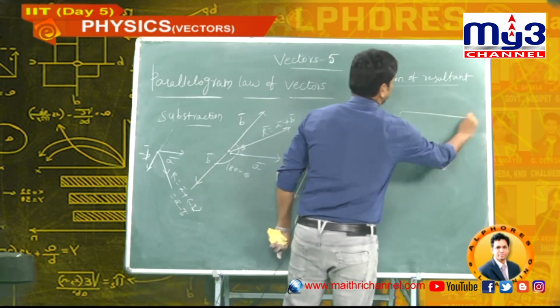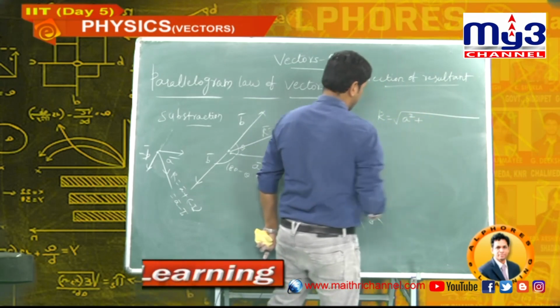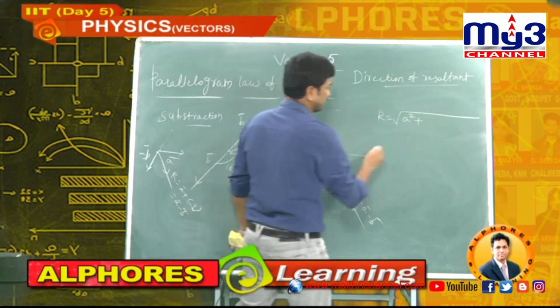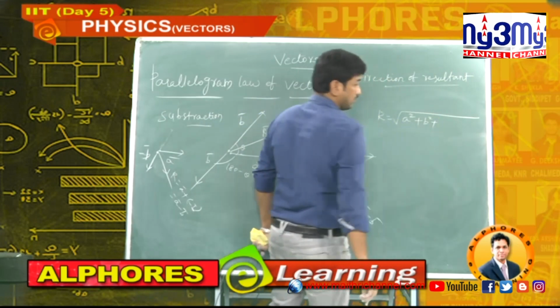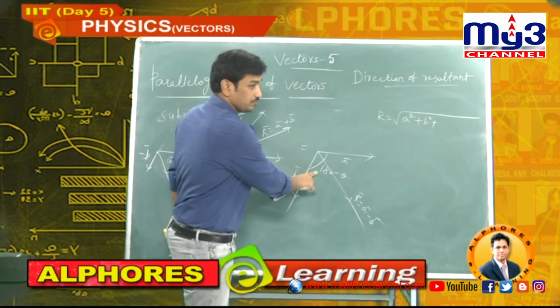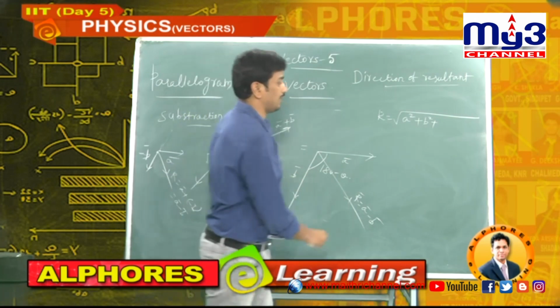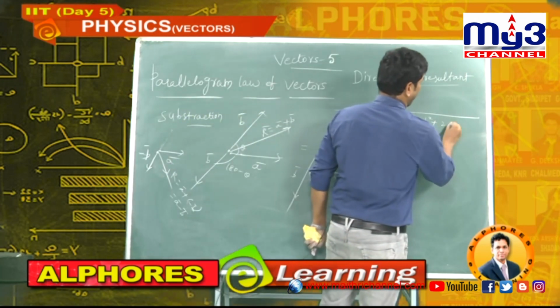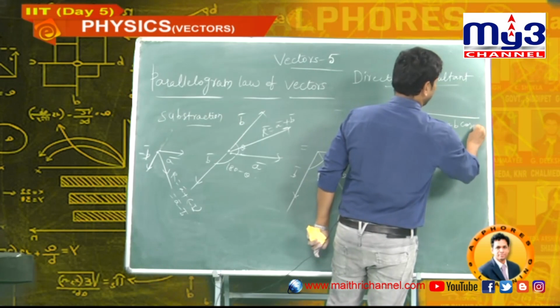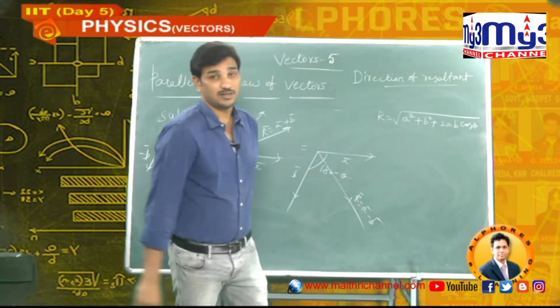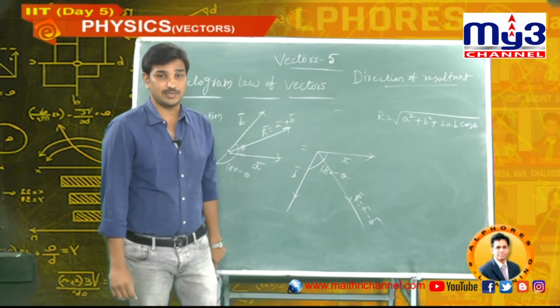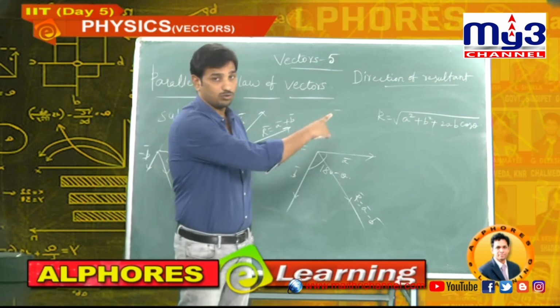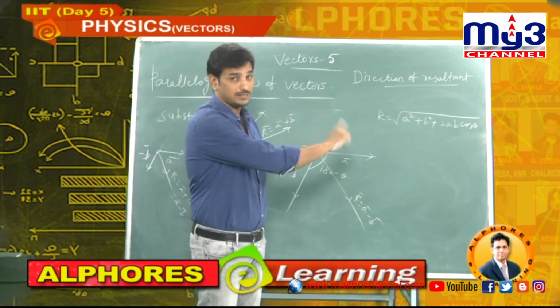Magnitude of this is under root of A square plus B square. If the angle is theta, what is the formula? Root of a square plus b square plus 2ab cos theta. This is the formula. If the angle between two vectors is theta, then the resultant vector is under root of a square plus b square plus 2ab cos theta.